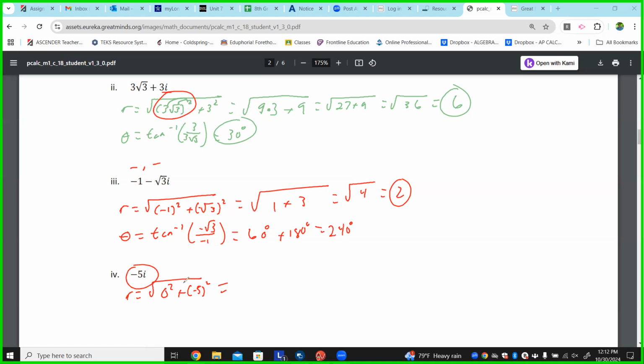Right. So anyways, -5 squared is 25, and the square root of 25 is 5. Very good. And then our argument, what? Okay, this right here would be -5 divided by 0. So this happens twice because you got undefined, correct? So you only get undefined 2 times. It either happens at 90 degrees or at 270 degrees.